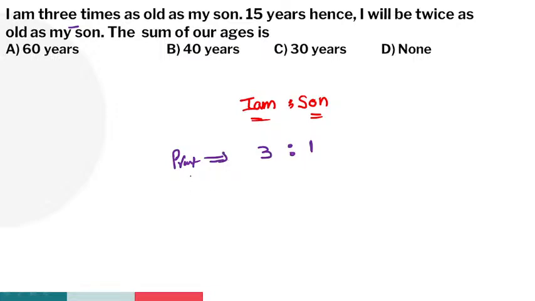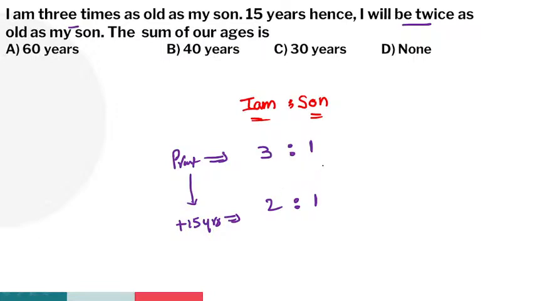Right? And next, 15 years hence. Hence means plus. So 15 years hence, I will be twice as old as my son. 15 years hence also, my son age is I don't know. Let one, guys, here. I am how many times? Twice. Twice means 2 times. 1 into 2, 2, guys, here. 2 is to 1, guys, here.